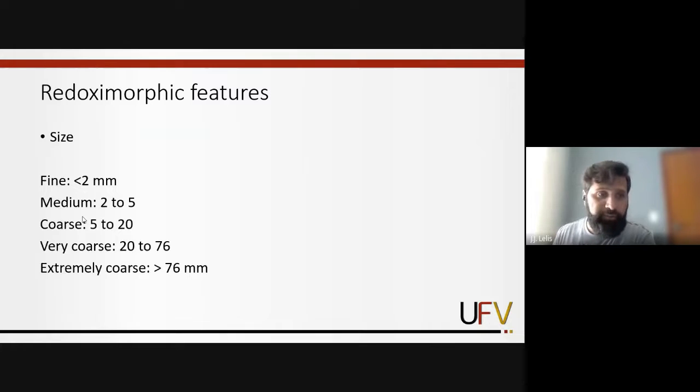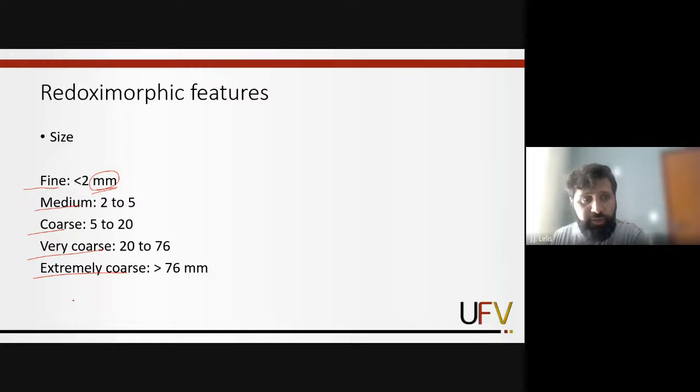I should describe the size of these materials too. So I have to describe if the materials are fine, medium, coarse, very coarse, and extremely coarse according to the diameter of these materials. So I just have to compare my material with a rule. If I can measure how many millimeters this material has, I can understand and classify the size of this material.